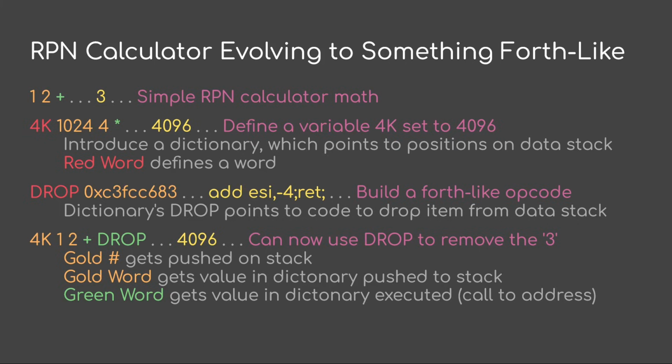So in this context, the gold numbers get pushed on the stack. The gold words get its value in the dictionary pushed on the stack. The green words are getting a value in the dictionary executed, and the red word is putting a pointer to the top of stack in the actual word in the dictionary. In some respects, you can see how this starts to create an extremely powerful system.